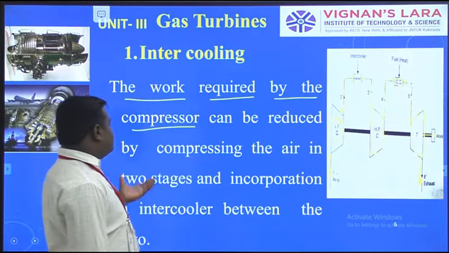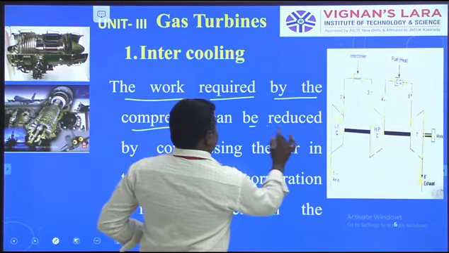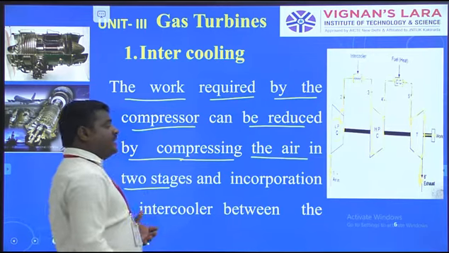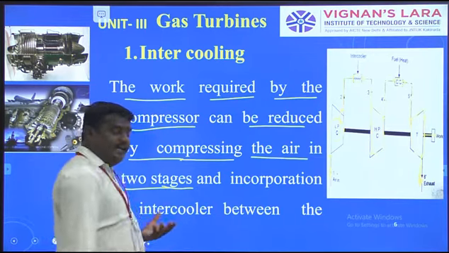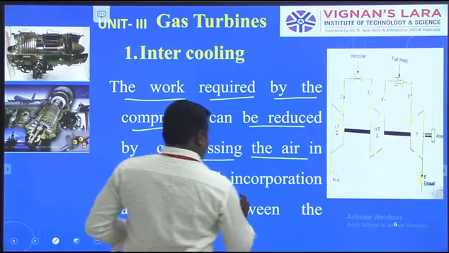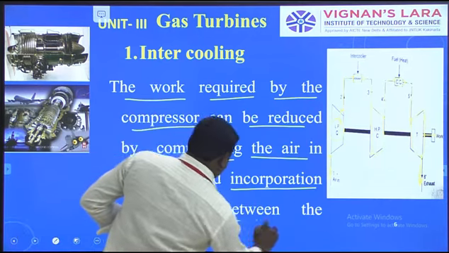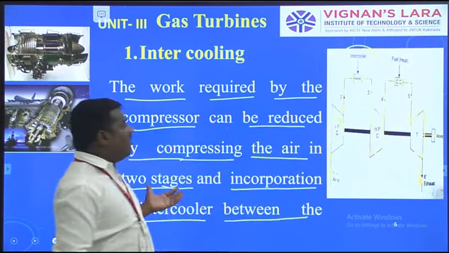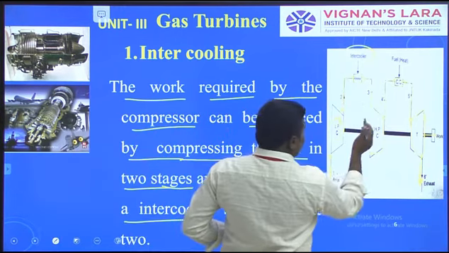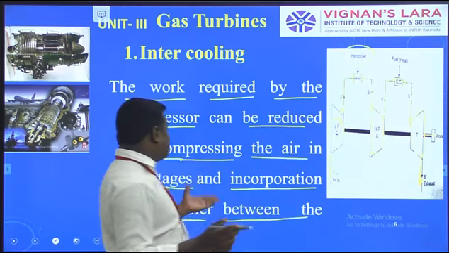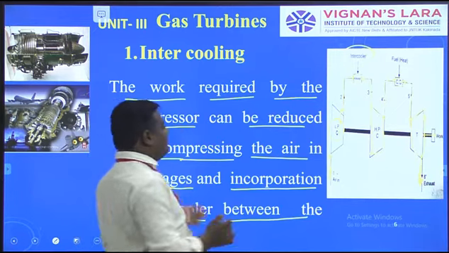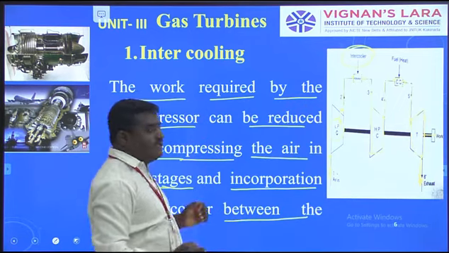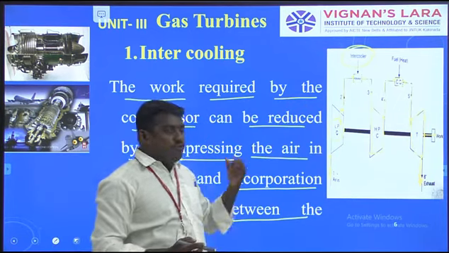The work required by the compressor can be reduced by compressing the air in two stages and incorporating an intercooler between the two. This is the meaning of the LP compressor and the HP compressor: two stages, with an intercooler between the two. This is the use of the intercooler.